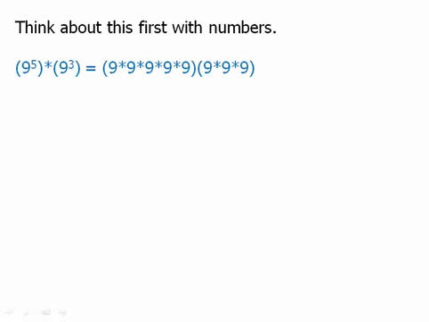So in other words, I'm multiplying something with 5 factors of 9 times something with 3 factors of 9. And of course, when I multiply, I can just put all those factors together. And of course, what do I have there? How many factors? Well, I have 5 plus 3. I have 8 factors of 9. So of course, that equals 9 to the 8th. So clearly, 9 to the 5th times 9 cubed equals 9 to the 8th.